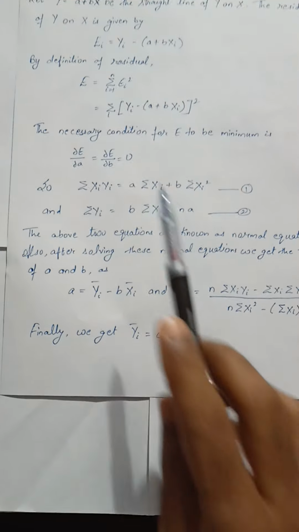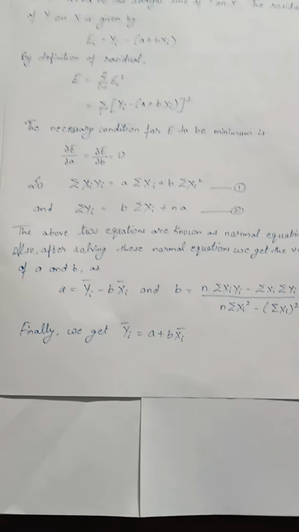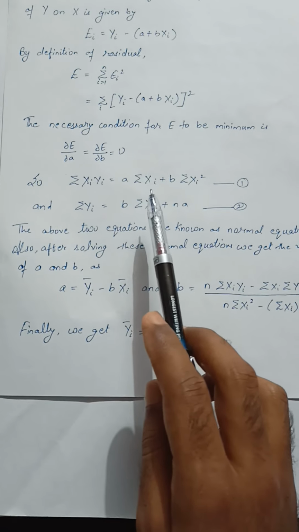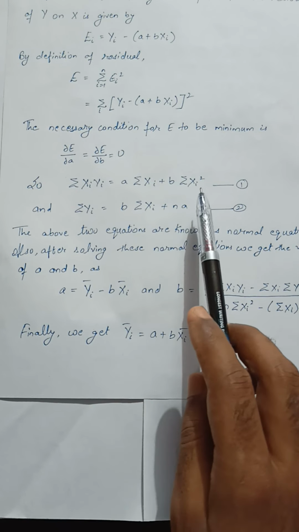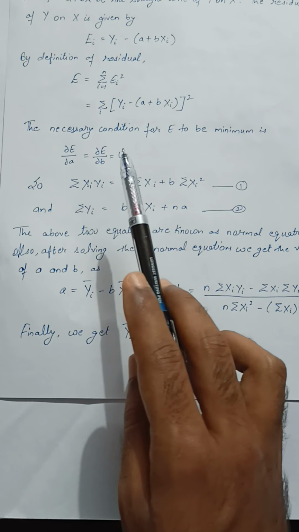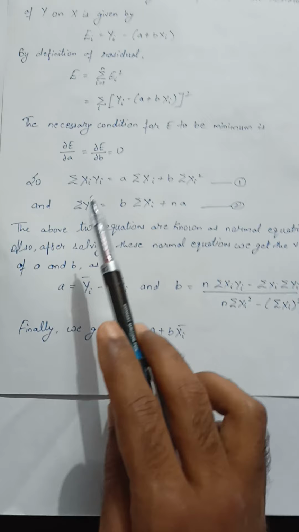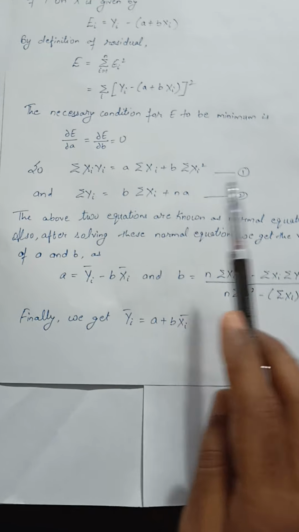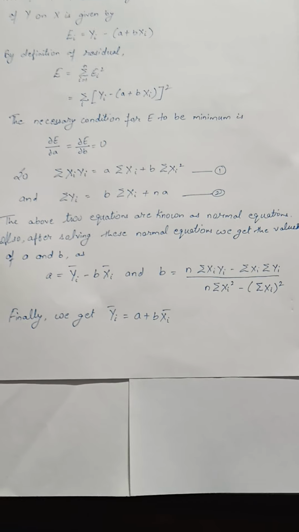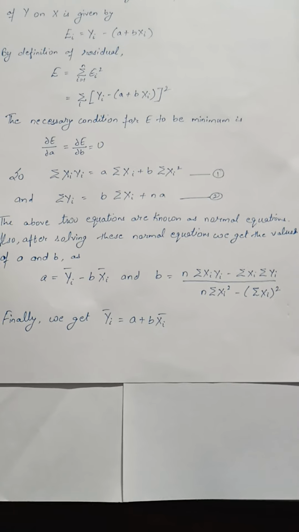So if we find the differentiations of e with respect to a and b and put them equal to 0, then the equation becomes summation of xi yi = a into summation of xi plus b into summation of xi square, and after differentiating partially with respect to b and putting equal to 0 will give the equation summation of yi = b into summation of xi plus na. So these two equations are known as normal equations we have seen in the previous topic. Now after solving these two normal equations, we will get the following values of a and b.